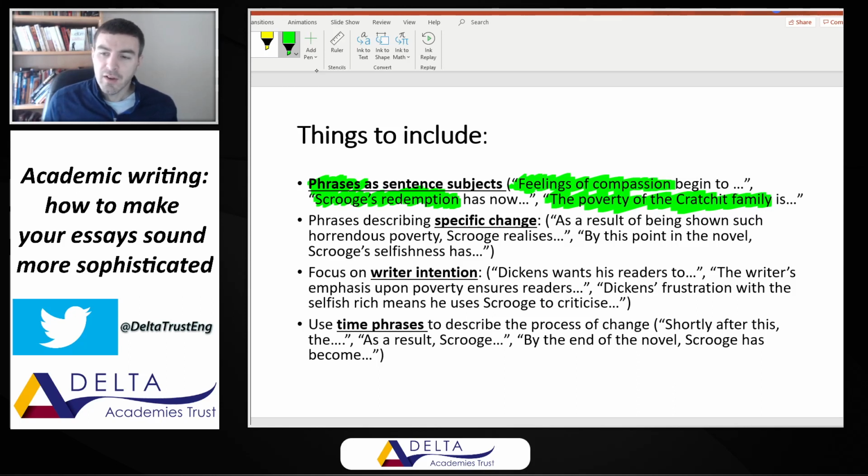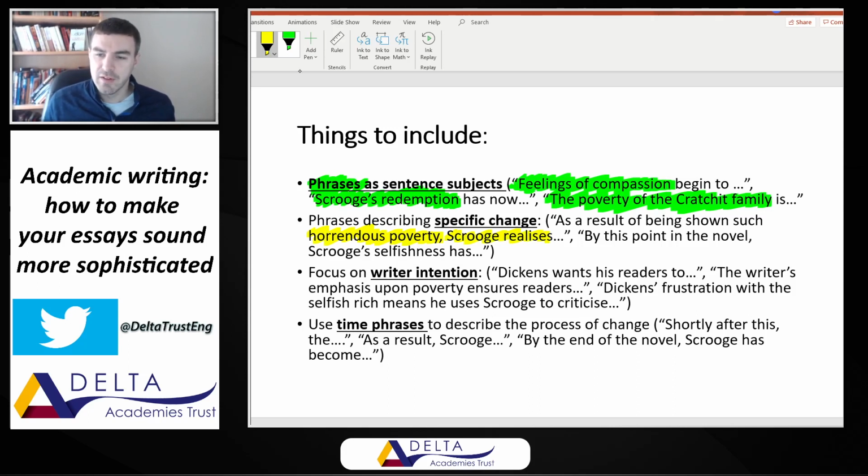Second one, phrases describing specific change. So when you need, this is almost like cause and effect. One thing happens and then another thing kind of follows on from it. As a result of being shown such horrendous poverty, Scrooge realises something. So you've got two halves here. So poverty leads to something else. By this point in the novel, Scrooge's selfishness has become, and you see a change because of that point in the novel.